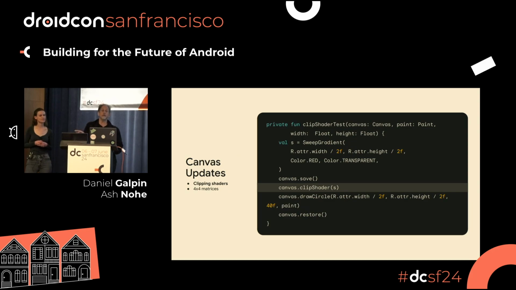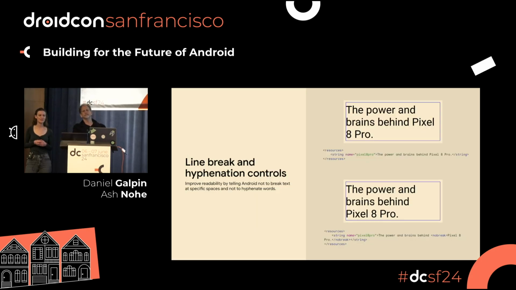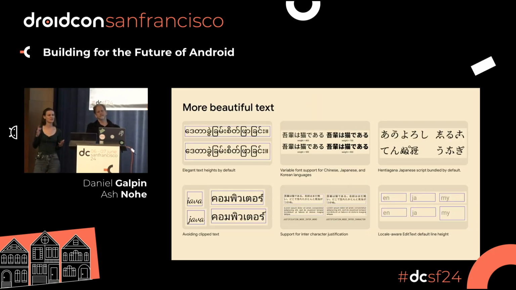We keep evolving the way Android apps draw the screens with Canvas support for clipping shaders as well as 4x4 matrices for transformations and translations in 3 dimensions. With text, Android 15 improves readability by giving you fine-grained control over line breaks and hyphenation. And other features that make your text more elegant and give your designers more options, such as variable font support for Chinese, Japanese, and Korean. So ensure to test your layouts when targeting 15.